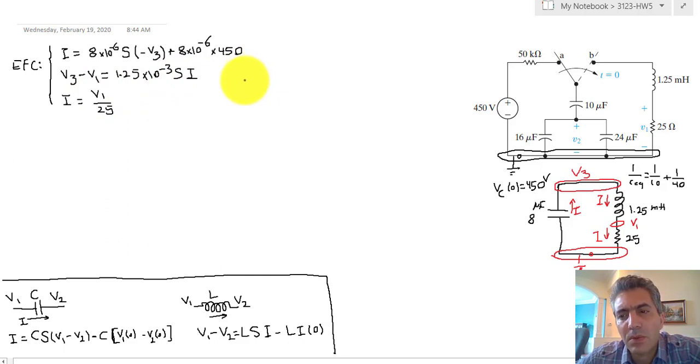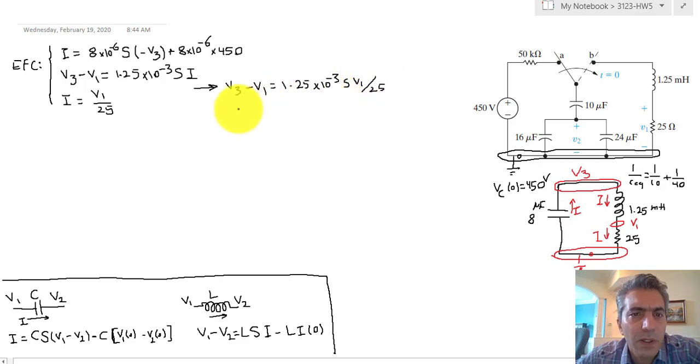But to actually do it quickly, I'm going to put the current here in this equation, and this becomes V3 minus V1 is equal to 1.25 times 10 to the minus 3 S times V1 divided by 25.